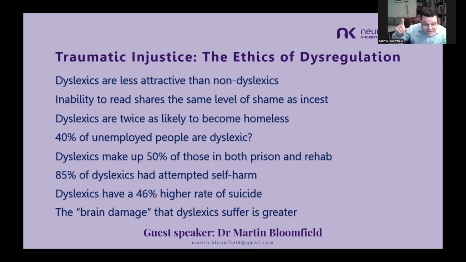And the brain damage that dyslexics suffer from trauma is greater because they have, as it were, fewer of these mini columns. And so they have fewer mini columns to rely on in terms of passing information when those three parts of the brain essentially shut down. So the brain damage that gets involved is greater for dyslexics, proportionately greater.